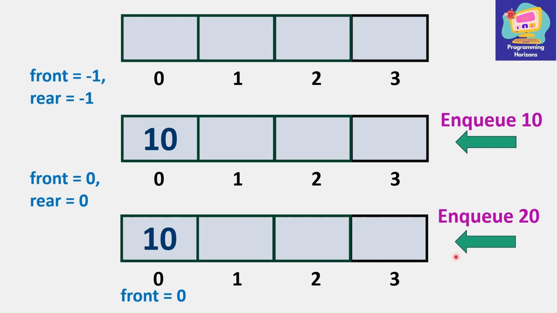Now let's suppose that we want to insert value 20 into the queue. In this case, front remains fixed because 10 is the first element to get inserted into the queue. But the second element that we will insert will be inserted at the back of the queue, just like a person coming at the back of the line. So this time rear will get incremented by 1. Therefore rear will be pointing to index 1 and now we can insert value 20.